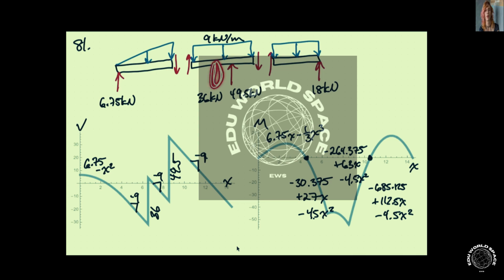Then when we get to this point, we jump up 36 kilonewtons, and we continue along. In the region between the two interior supports, we have a slope of minus 9 kilonewtons per meter. Then we jump up 49.5 kilonewtons. And finally, in this region, we have a slope of minus 9 kilonewtons per meter, and we end up with a value of minus 18 kilonewtons, which corresponds to this support load here.